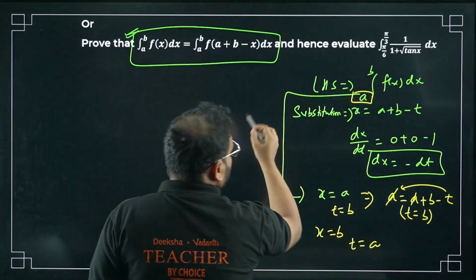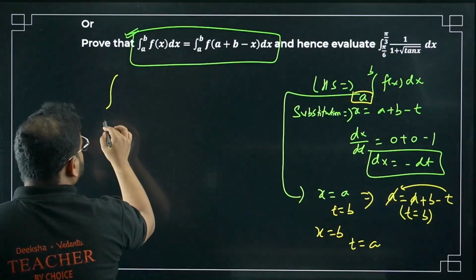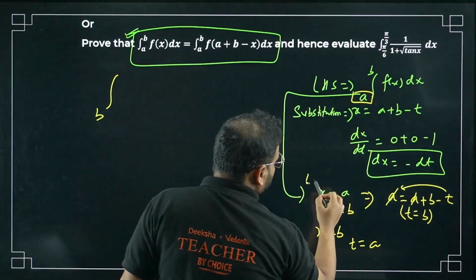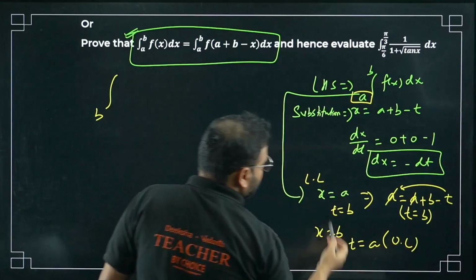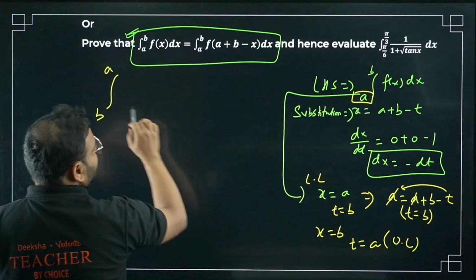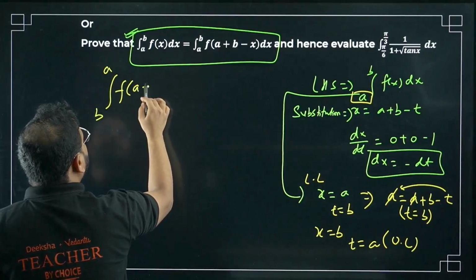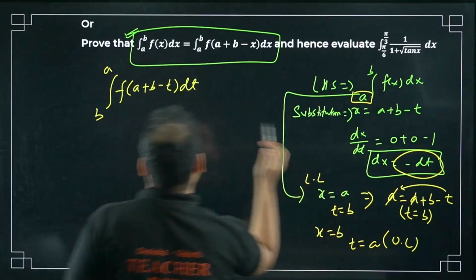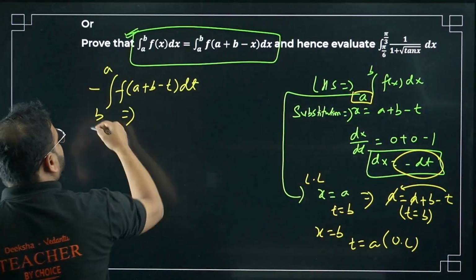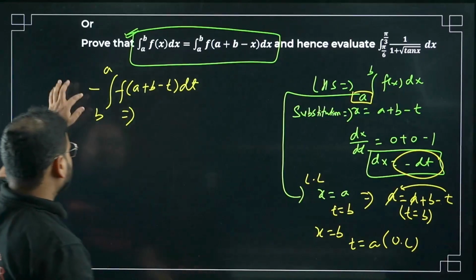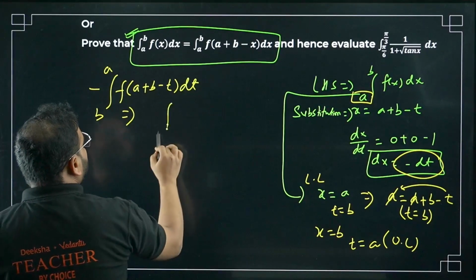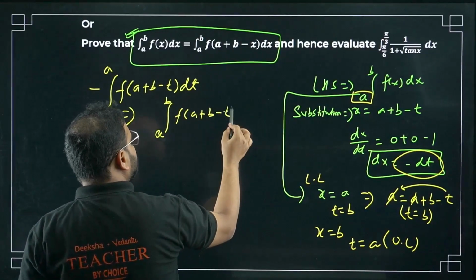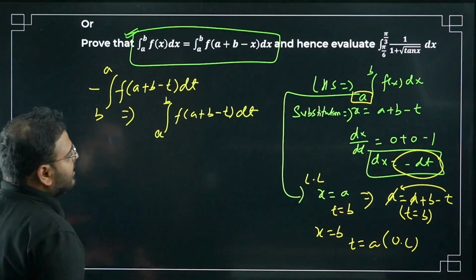So this whole thing becomes, from t equals b to a, this is the lower limit and this is the upper limit, the integral of f of a plus b minus t dt, with a minus sign of course. I can interchange the limits with the minus sign. So it becomes a to b, with the plus sign now, f of a plus b minus t dt.